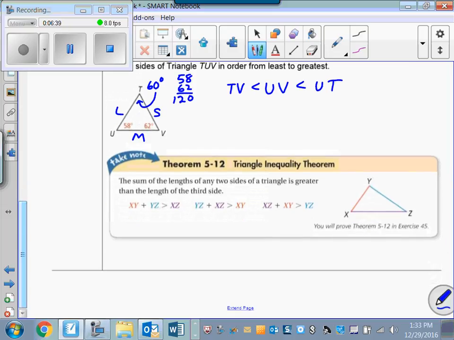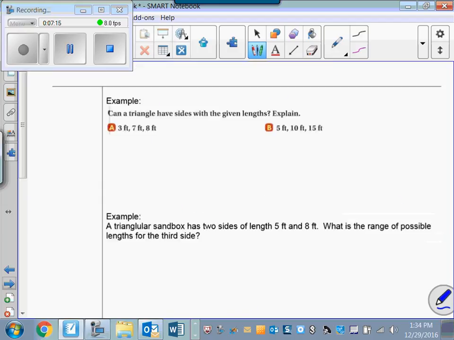Okay, and then we have the triangle inequality theorem that says the sum of the lengths of any two sides of a triangle is greater than the length of the third side. So what I know is that XY plus YZ has to be greater than the length of this third side, and so it goes for all three of the sides. So let's look at some examples here. Coming up are the types of problems you'll see related to the triangle inequality theorem.